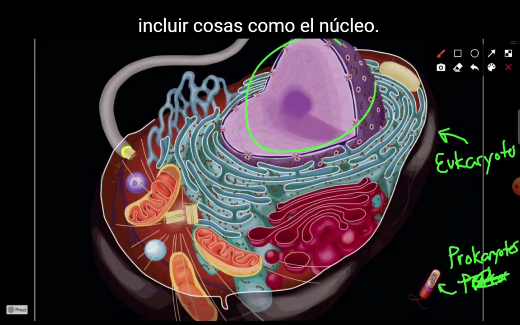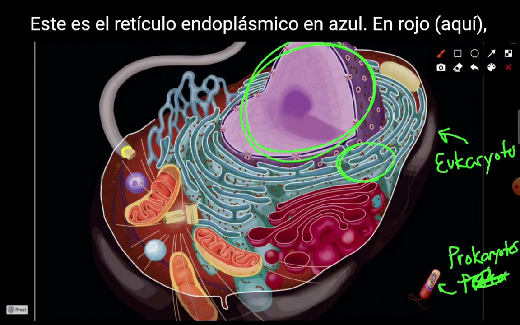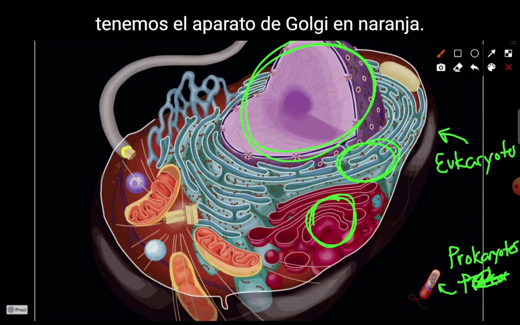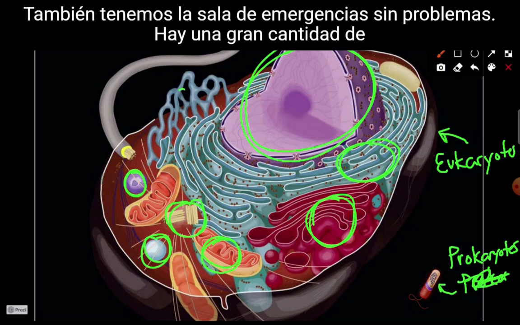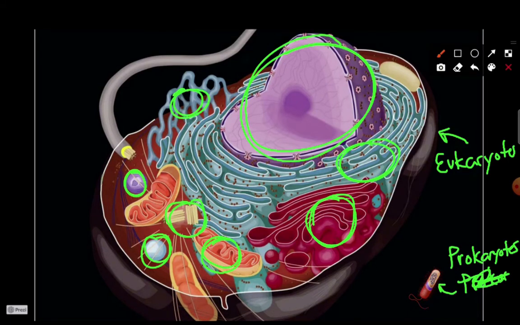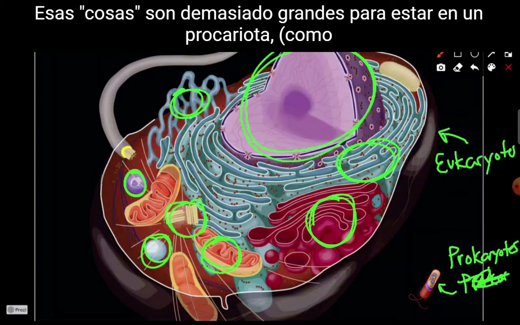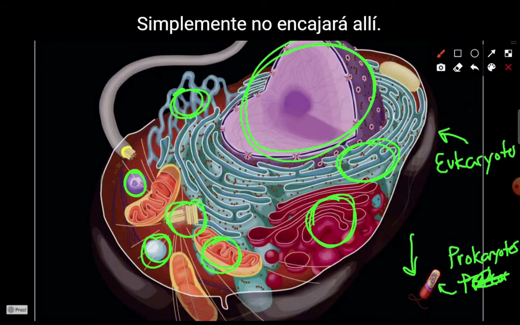Organelles include things like the nucleus. This is the endoplasmic reticulum in blue. In red here we have the Golgi apparatus. In orange we have mitochondria, centrioles, vacuole, and lysosome. We also have the smooth ER. There are a lot of things in here. Those things are too big to be in a prokaryote. As you can see, it just won't fit in there.